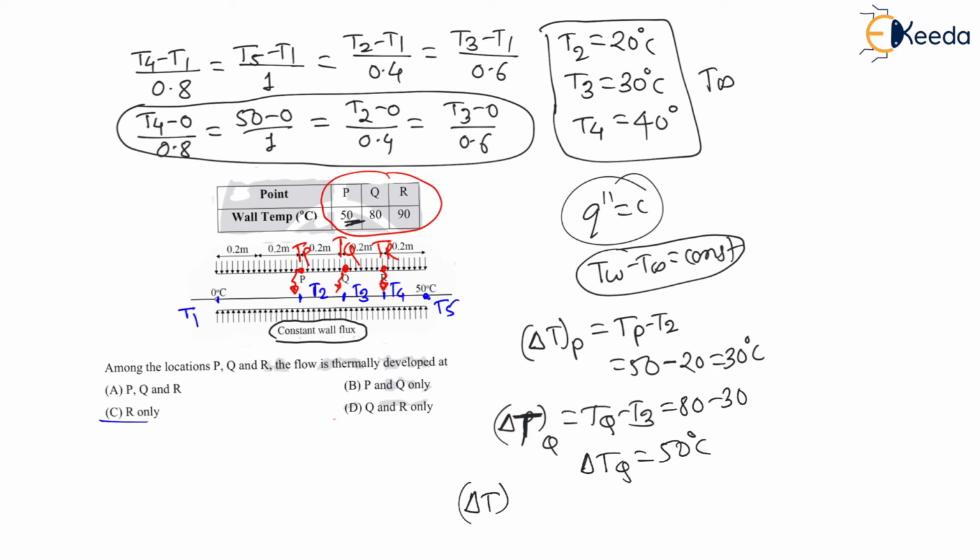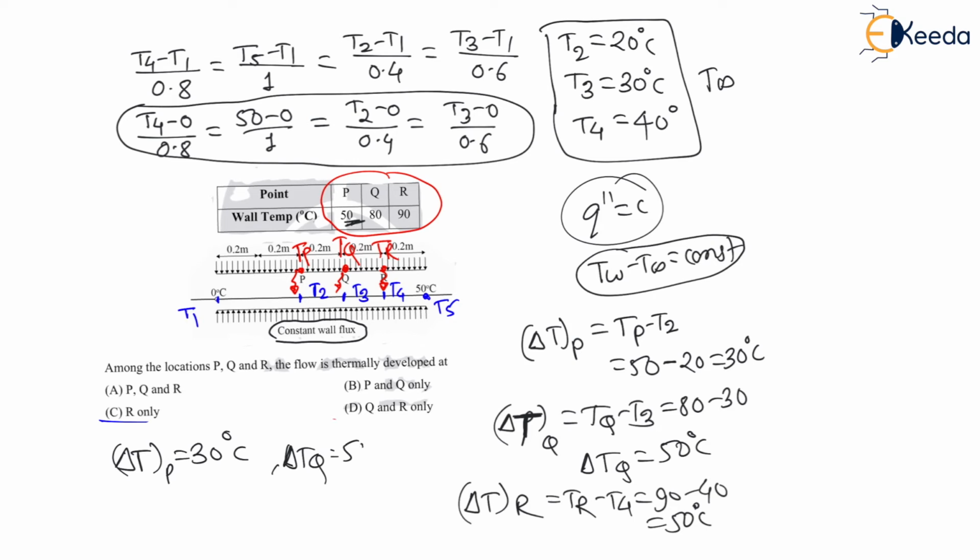Similarly, the temperature difference at R is Tr minus T4. Tr is 90, so it is 90 minus 40, which is equal to 50 degrees Celsius. Right. Now, my dear students, can I check here? The temperature difference at P is 30 degrees Celsius. Temperature difference at Q is 50 degrees Celsius. And temperature difference at R is 50 degrees Celsius.